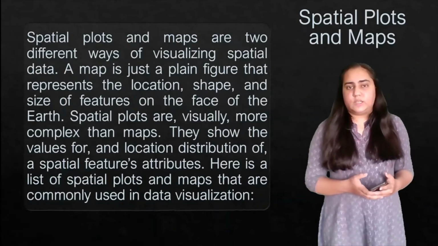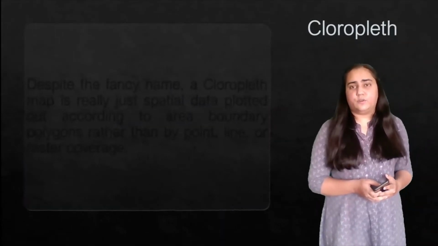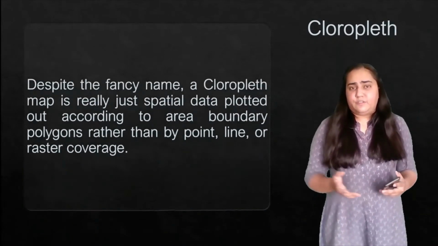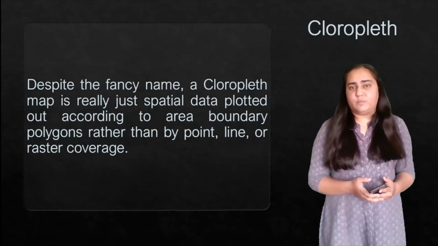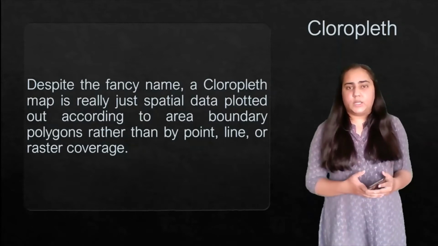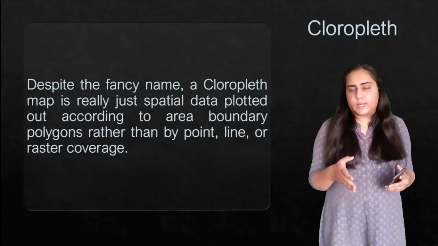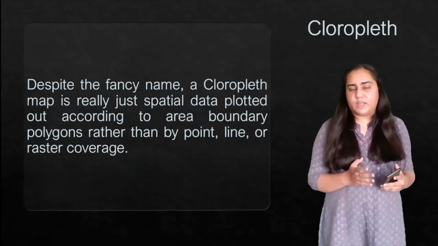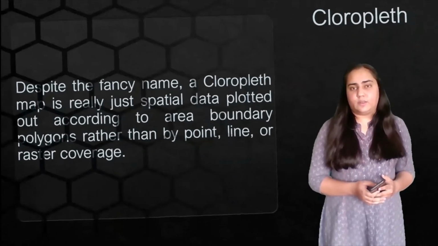They show the values for and location distribution of a spatial feature's attributes. And here we are going to see a list of spatial plots and maps that are commonly used in data visualization. So the first one is a choropleth. Despite the fancy name, a choropleth map is really just spatial data plotted out according to area boundary polygons rather than by point, line, or raster coverage. So instead of using a point, line, or raster coverage, you want to create a polygon. So you want to create a shape, a polygonal shape, and show the area in that way.